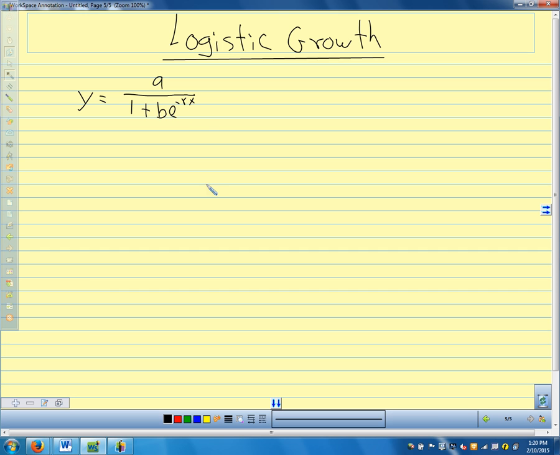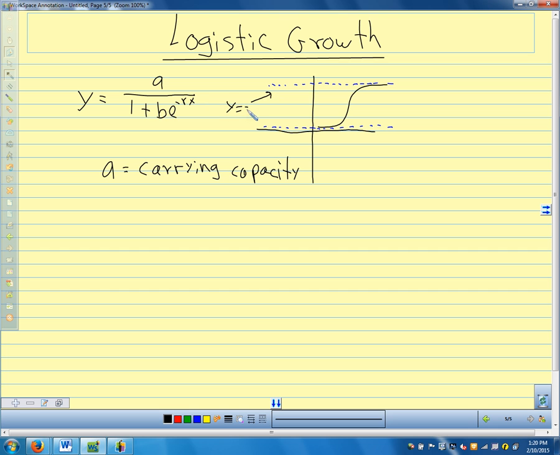So our equation is going to look like this. Logistic growth, if we graph it, looks like this. We get a horizontal asymptote up here, and we also have a horizontal asymptote down here. A is called the carrying capacity. So that's the maximum amount that a population could be. And this horizontal asymptote is at y equals A.